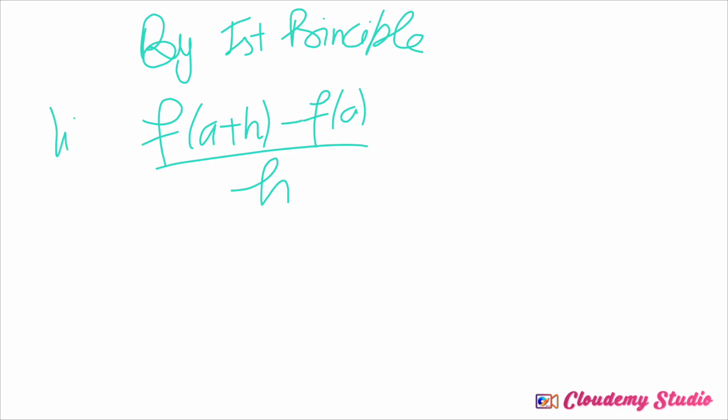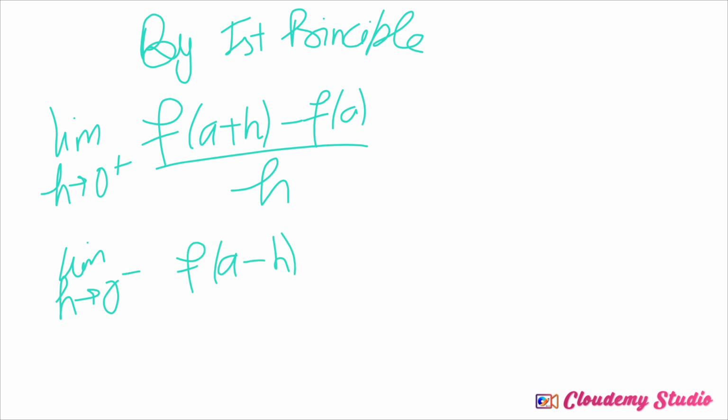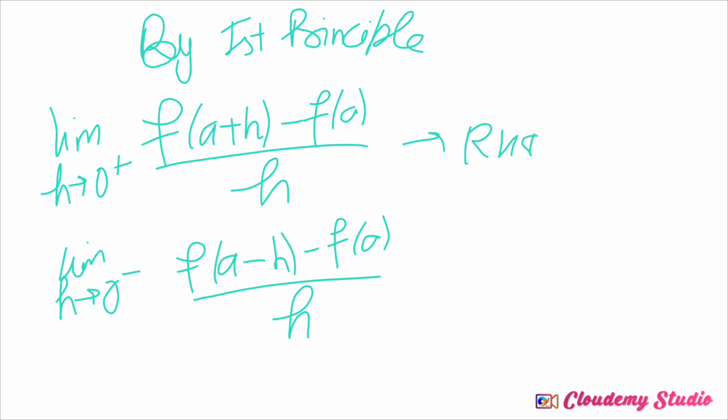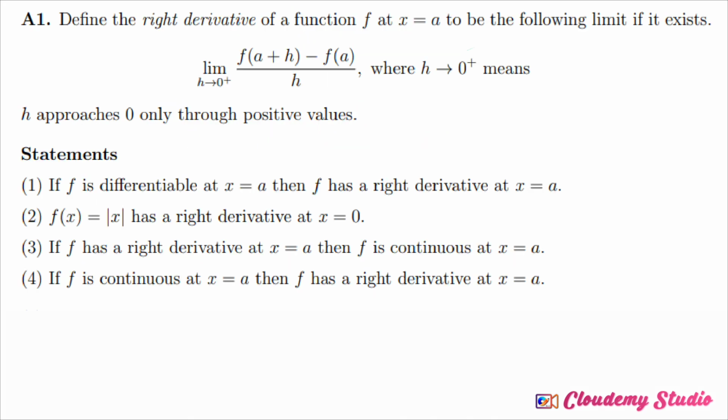If you are taking the limit h tends to 0 positive, and if you are taking h tends to 0 negative, f of a minus h minus f of a over h. So right hand derivative, left hand derivative. So the first option is the correct option, true. Why so? Because it's the definition of derivative itself.